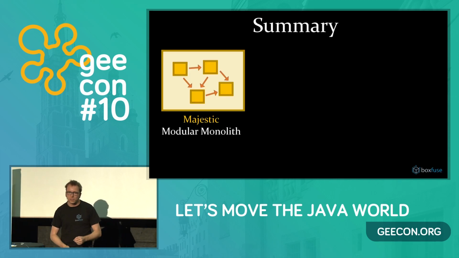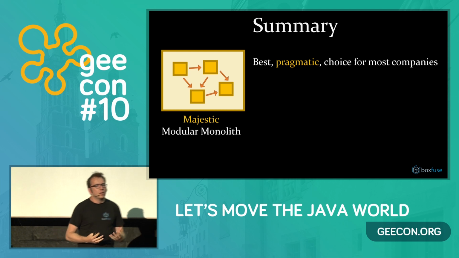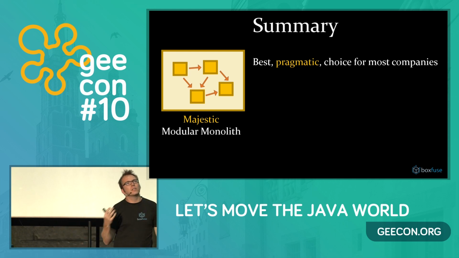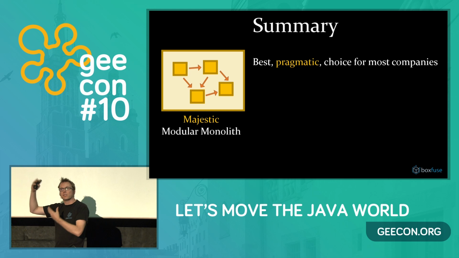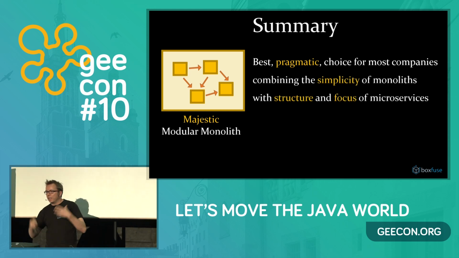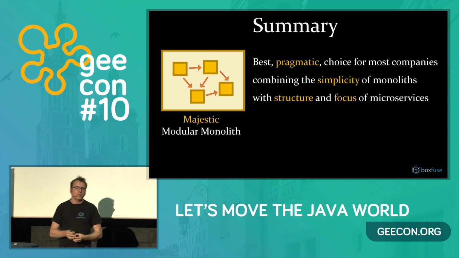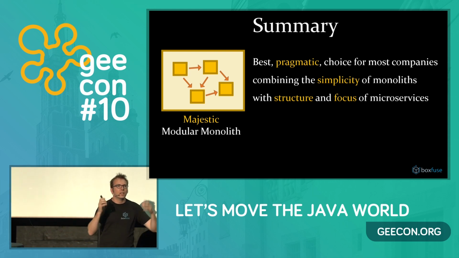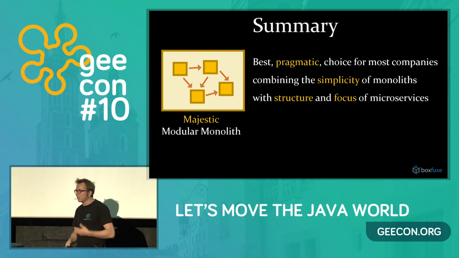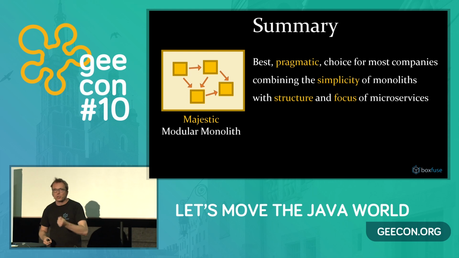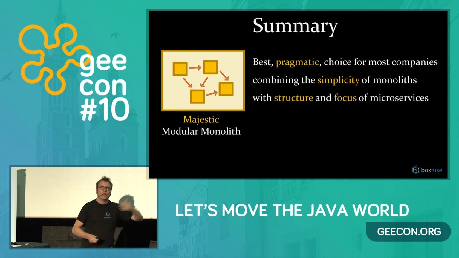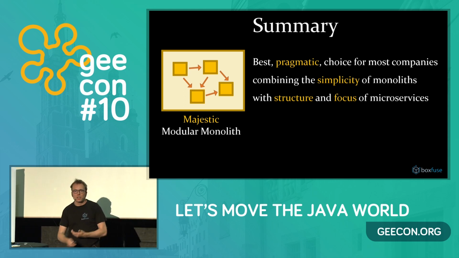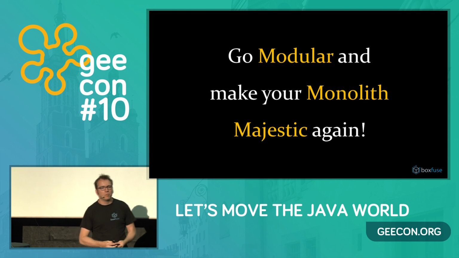So if we summarize what we've just seen here today, I really think that Majestic Modular Monoliths provide a very nice middle ground, which can be a fantastic choice for a lot of companies that do not have thousands and thousands of engineers on their payroll, but instead it offers you a way to combine the simplicity of monoliths with the structure and focus of microservices. So this is really something that should be evaluated and looked upon whether it makes sense or not for you. You've seen for all the individual parts of it, there is a spectrum of choices. Pick the simplest thing that could possibly work, or as we could say as well, go modular and make your monolith majestic again.